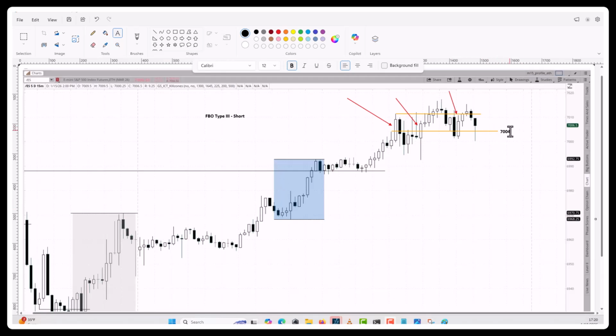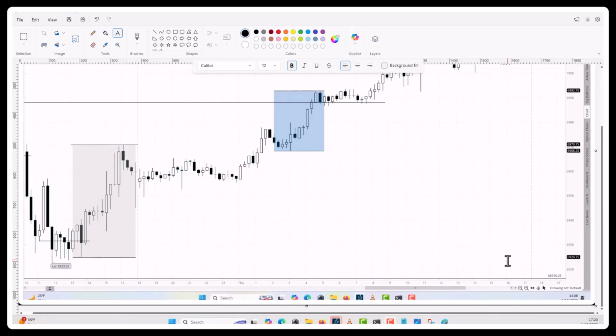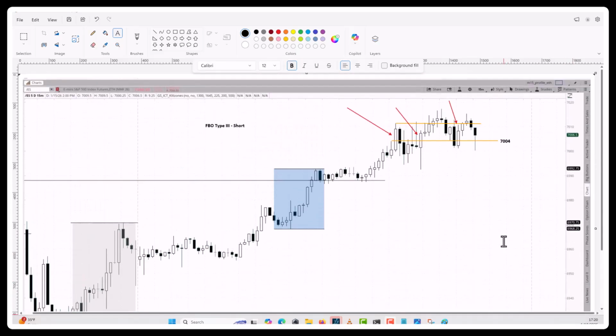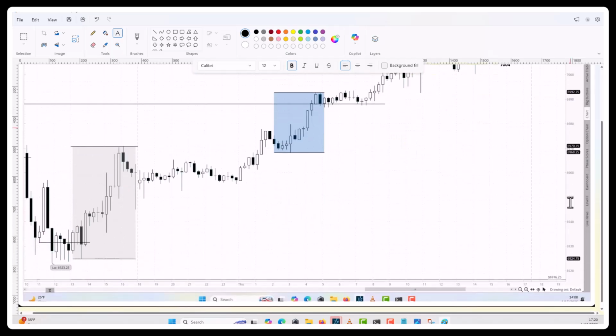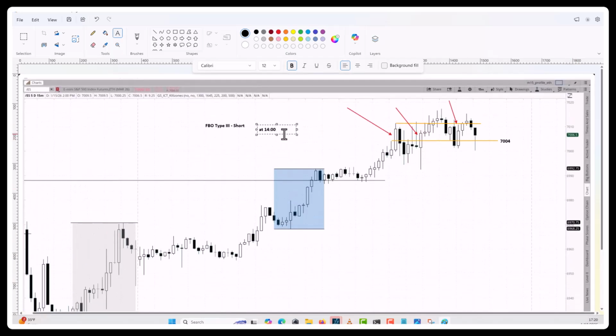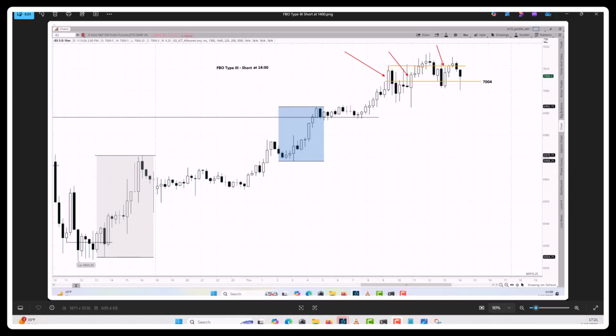So basically at level 704 right there, you have a setup, a type 3 short right there, and it happened around 12, at 12. Yeah, you can see that is at 12, no 14. Is that so? Yeah, 1408. That's what you see. All right, let's save this one. So that is our write-up right there.